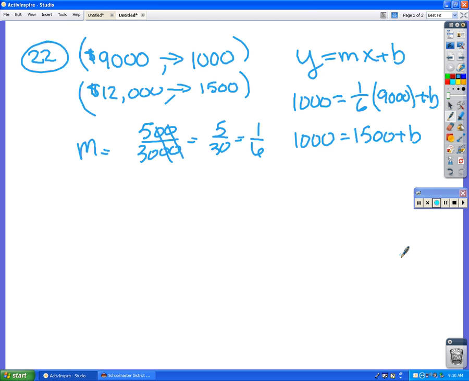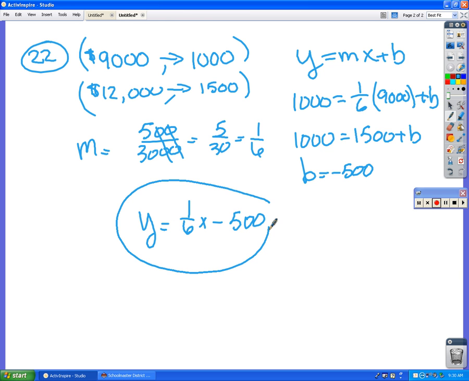Okay, so the y-intercept I'm going to find out is negative 500. That would be easy. So the equation is 1/6 x minus 500. Everything okay?